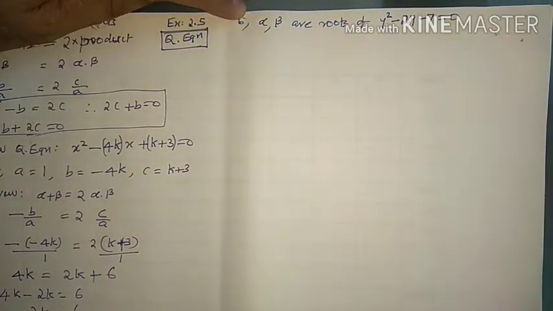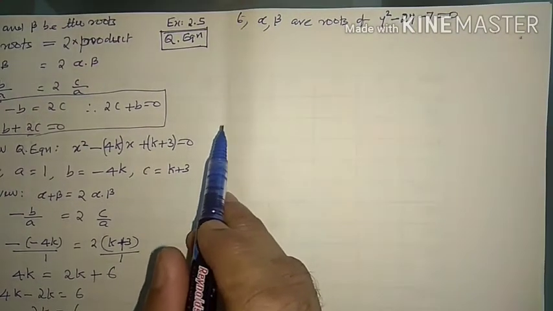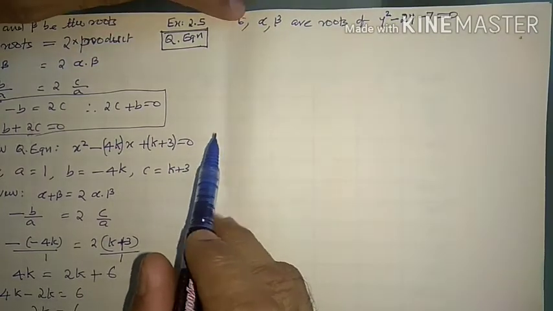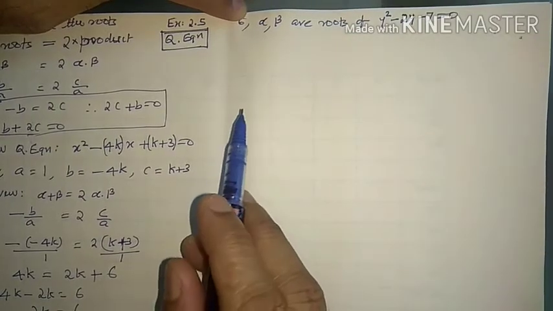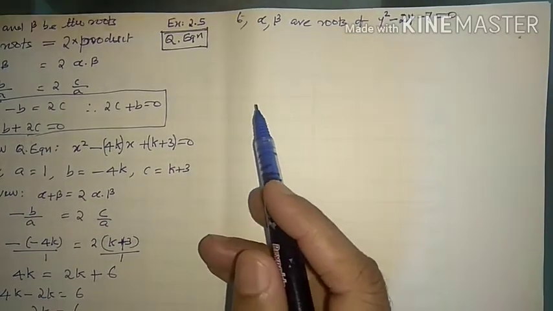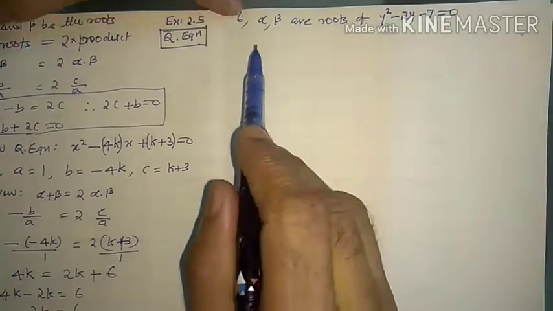Dear students, we continue with question number 6 of exercise 2.5. We left it in between because of some recording problems or space issue. Now that is sorted out and we continue. Question number 6.